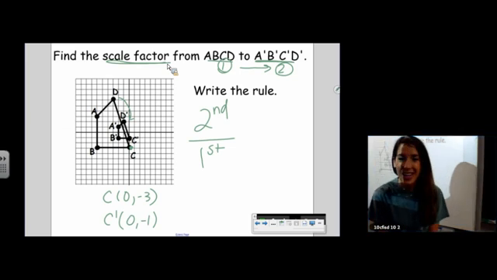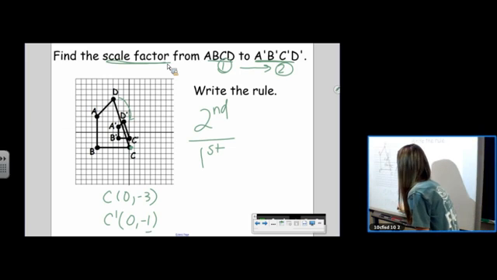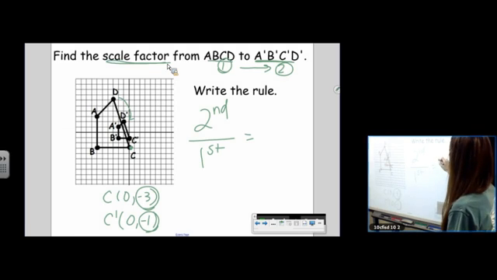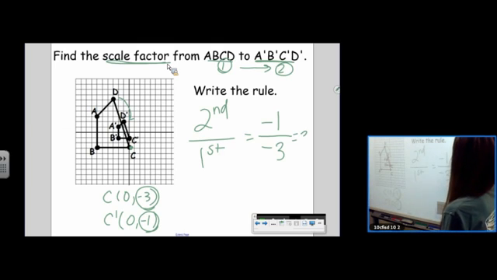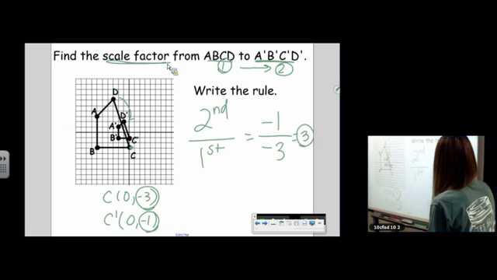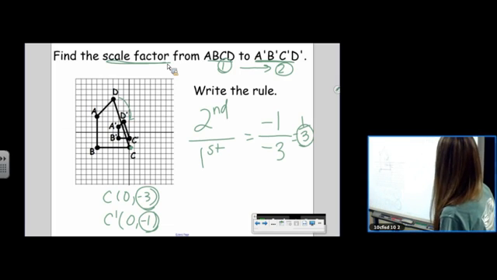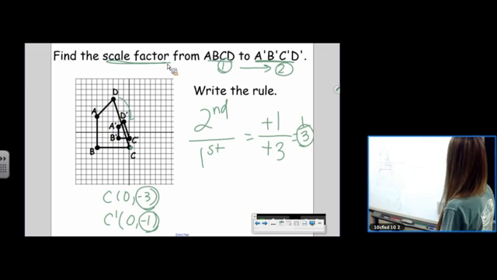We're going to put second over first. So I get to pick whichever number I want. In this case, I need to pick the y values. And second over first. -1 divided by -3. You can always ask your calculator if you don't know what happens to those negatives. So the scale factor is 1/3. Those cancel out, it becomes positive, and the scale factor is 1/3.